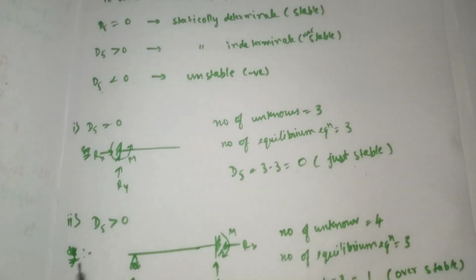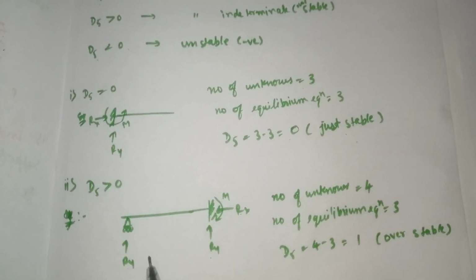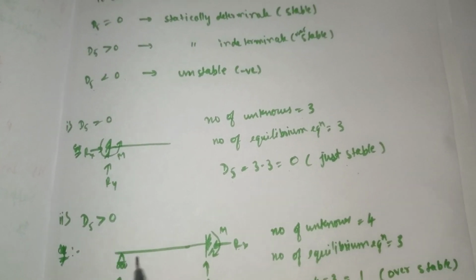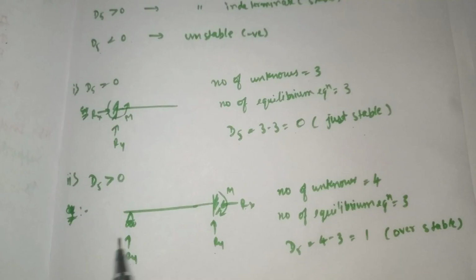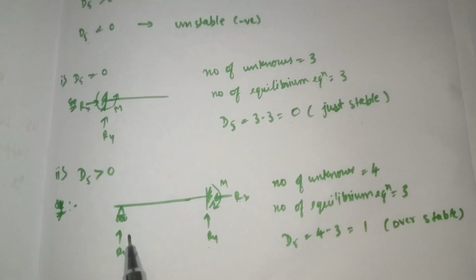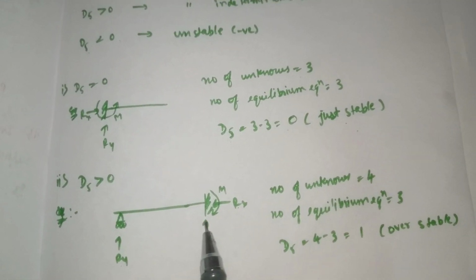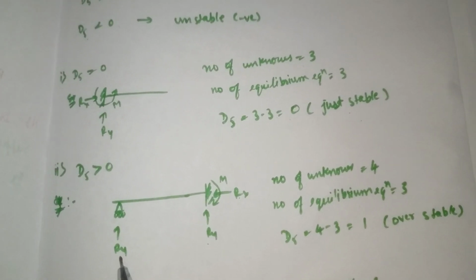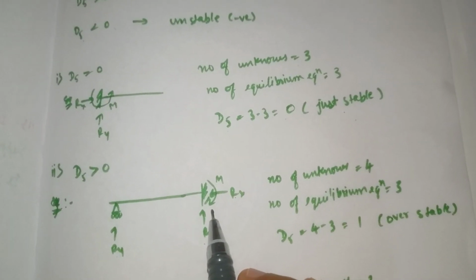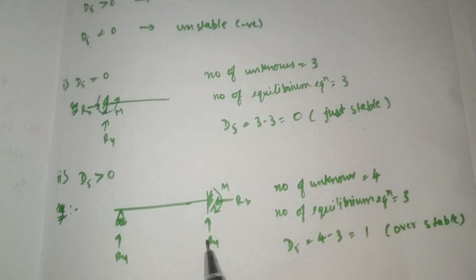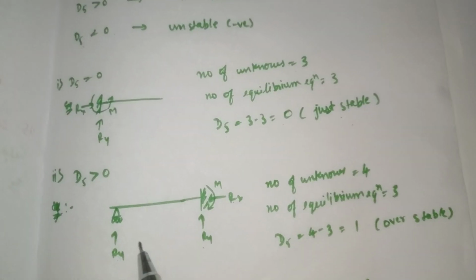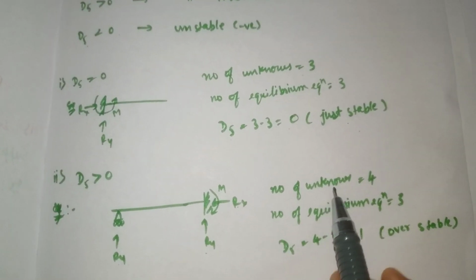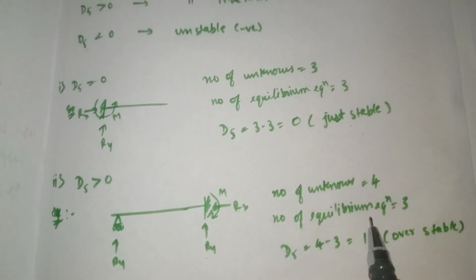We'll move to the next example. For the second condition, when our static indeterminacy is greater than 0, we'll see by example. Take a beam, one end is a roller support and the other end has a fixed support. So at the roller support, a vertical reaction will form. At the fixed support, a horizontal reaction, a vertical reaction as well as one moment will form. So here how many unknowns are there? Total 4 unknowns. And the number of equilibrium equations is 3.